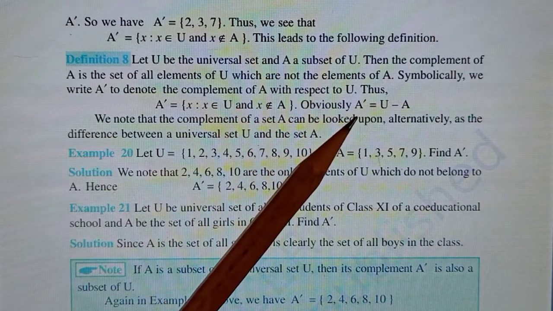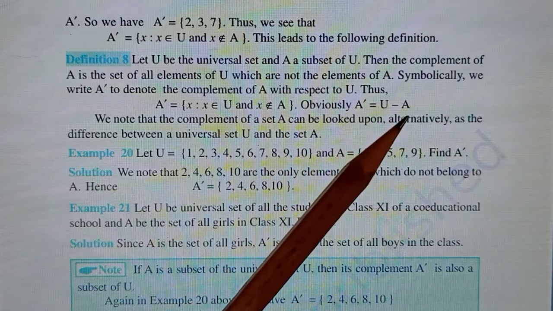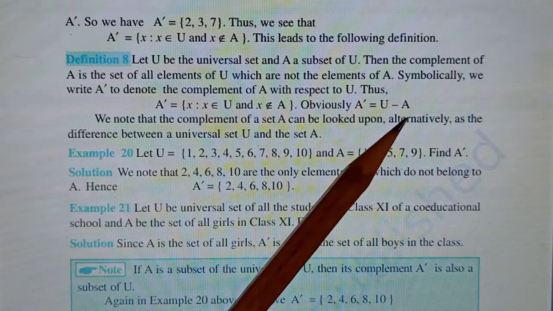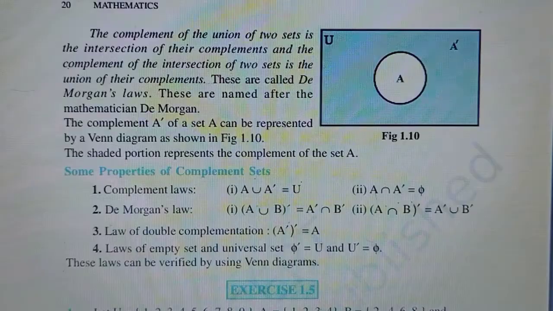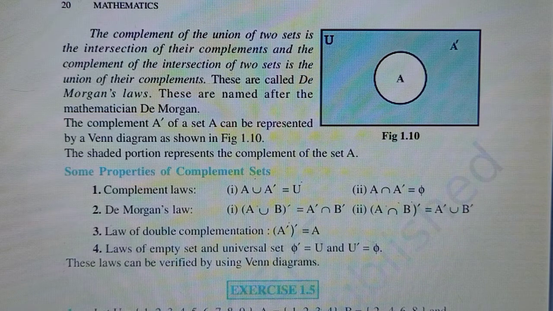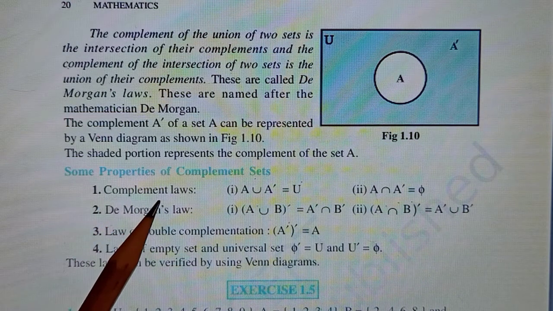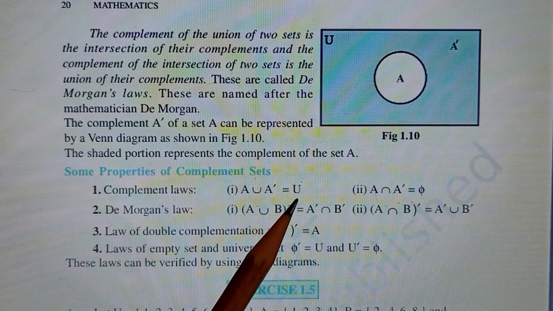So we can also write the complement of a set as the universal set minus the given set. The universal set has all the elements, and from there you remove the elements of set A, then you get its complement. Next would be properties of the complement of a set. Now when we are talking about complement, again it has properties. So, complement law: A union A complement gives you the whole of the universal set.